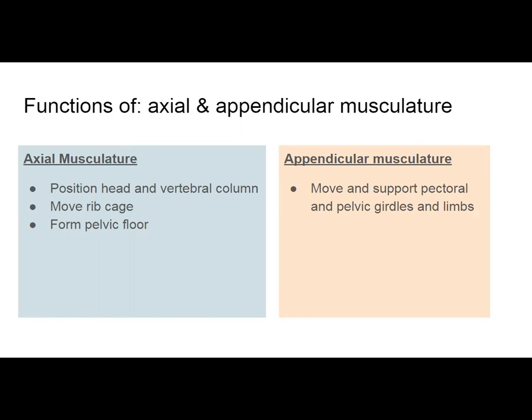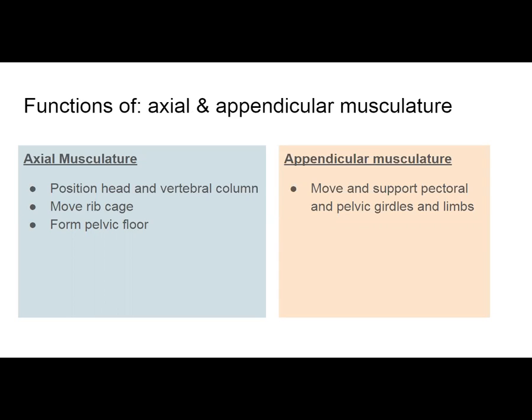Functions of the axial and appendicular musculature. The axial musculature serves to position your head as well as your vertebral column. Okay, keep your head and the vertebral column in place. It can also move your rib cage when necessary, and forms the pelvic floor. Okay, those are the functions of the axial musculature.